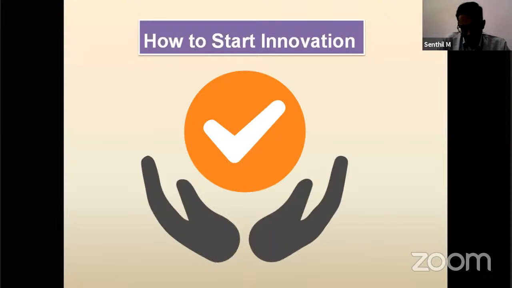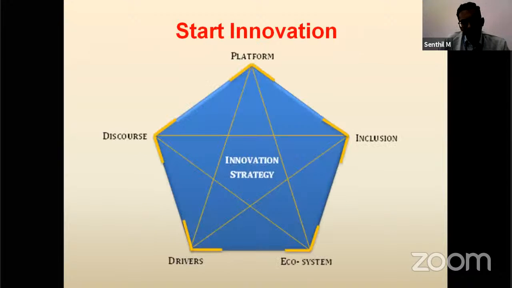So how to start innovation? If a few people are convinced, okay, fine, we are in this situation, we may have to start focusing on innovation. So how to start? That is the challenge we have. These are a few of the suggestions I would offer. At the end of this presentation, you can give your own views. We can discuss it, and we can see how best we can do it. So coming to starting innovations, these are the things you may have to consider in your own departments. What is the platform? What is the inclusion we have? What is the ecosystem? Who are the drivers? And what is the discourse? How do you have to deliberate it?